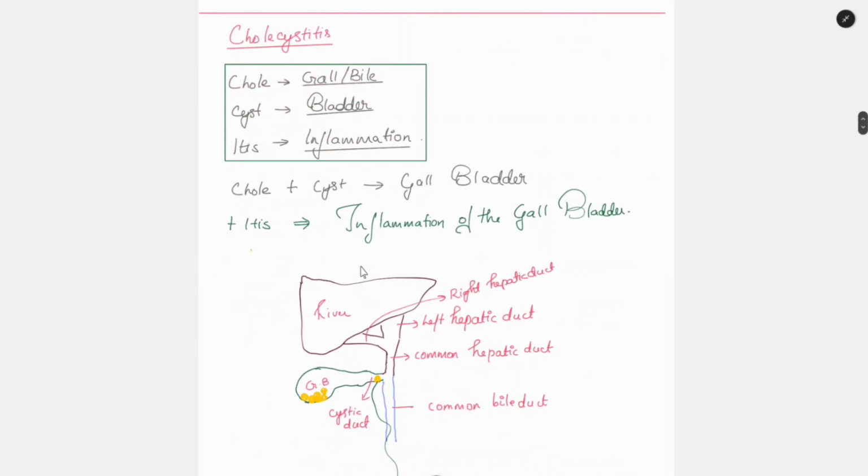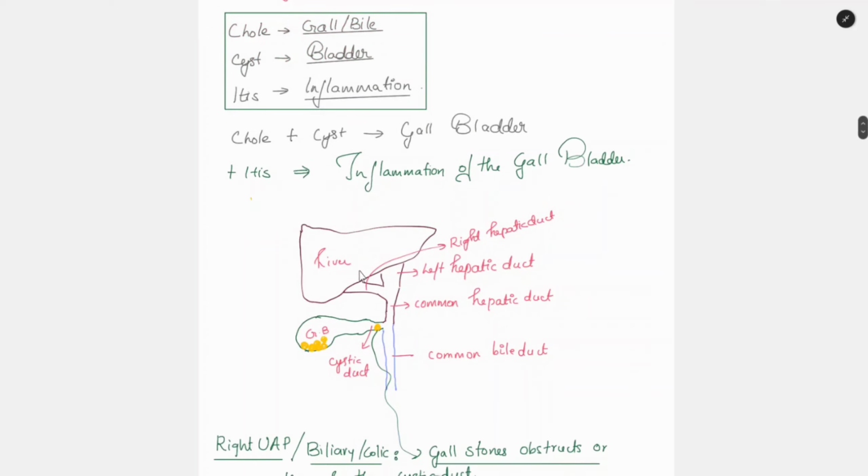And now let's see what is cholecystitis. I told you earlier, itis means inflammation, and cyst means bladder, and chole means gall or bile. So chole plus cyst makes the gallbladder, and itis makes it the inflammation of the gallbladder. So cholecystitis means inflammation of the gallbladder. Let's see the anatomy again. How does the inflammation happen?